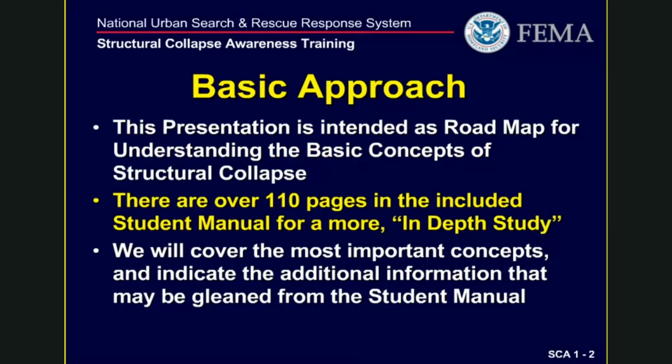This presentation is intended to be a roadmap for understanding these basic concepts of structural collapse, and it's derived from the Structural Collapse Technician Training, which is a 4-hour presentation. And in the manual, there are over 115 pages. The manual is included on this CD, and you're encouraged to refer to it for an in-depth study.